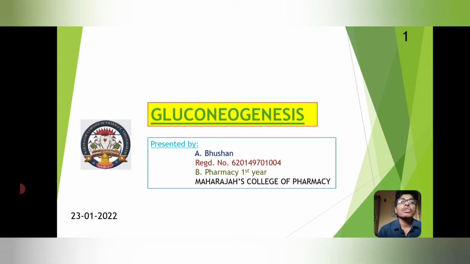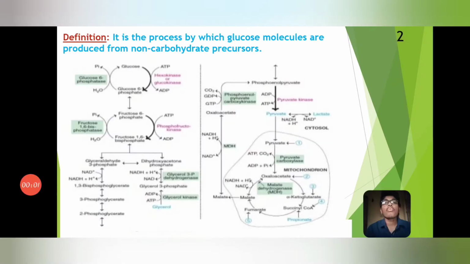We will give a seminar on gluconeogenesis. What is gluconeogenesis? It is the process by which glucose molecules are produced from non-carbohydrate precursors. The major precursors for the process are glycerol, amino acids, and pyruvate.